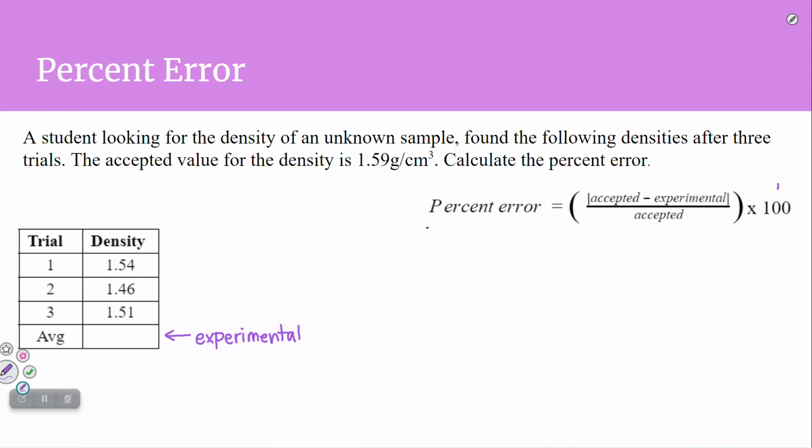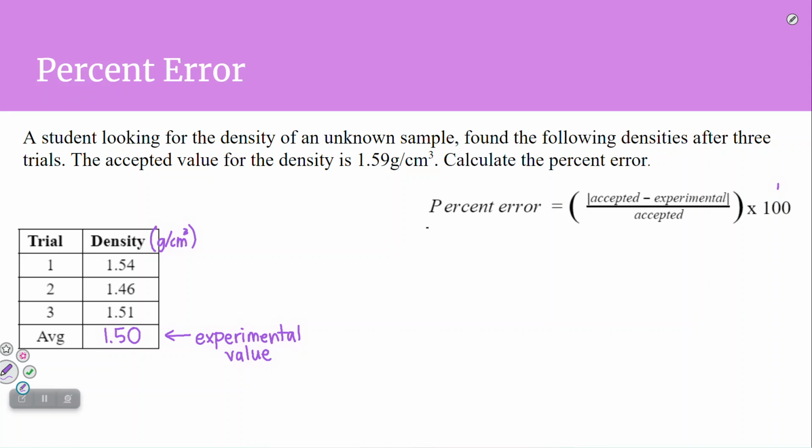Okay, so usually we'll calculate an average first, and that will be our experimental value. If you add up all of these, and by the way, the unit for this is grams per cubic centimeter. Apologies, remember we said no naked numbers. So if you add all these 3 here and divide by 3, you'll end up with 1.50 grams per cubic centimeter as the average for those 3 trials.